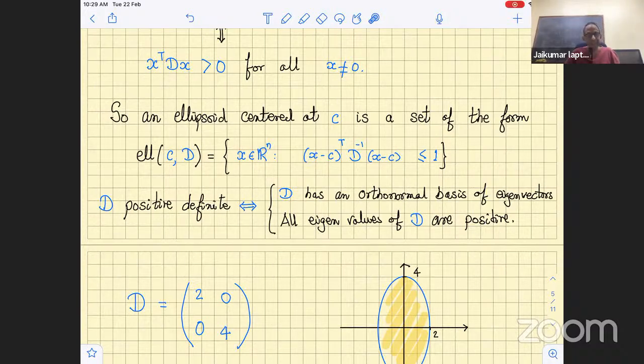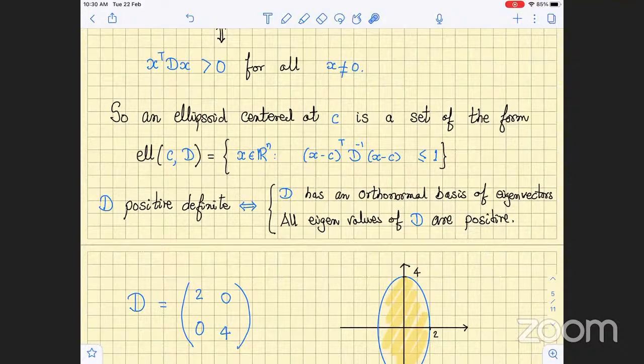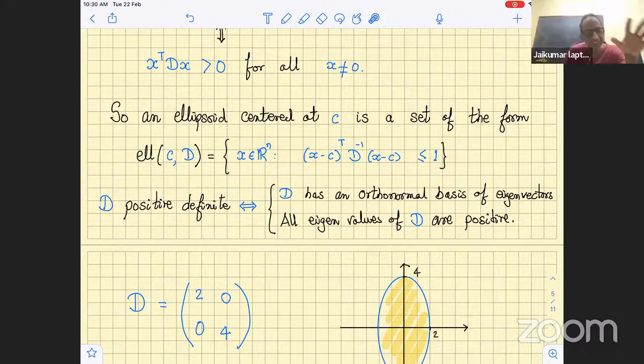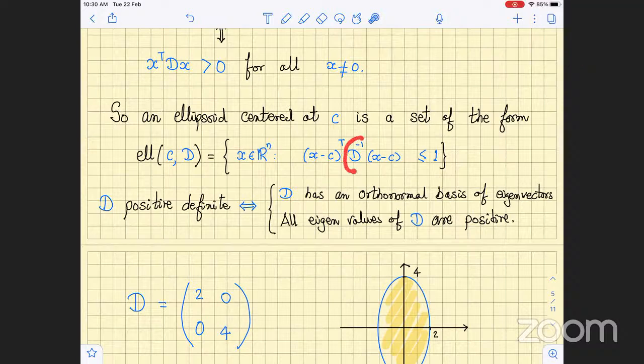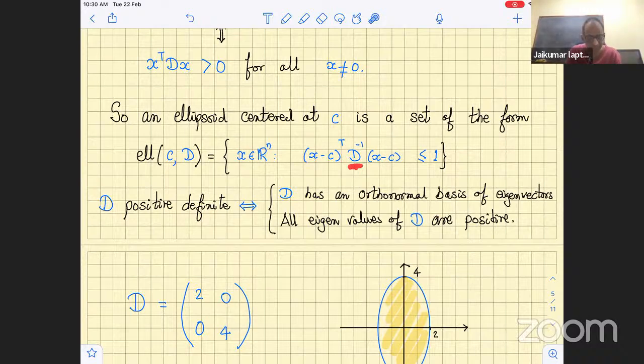Is this clear? Is the notion of an ellipsoid clear? You can think about it in two ways: either as a non-singular linear transformation of the unit ball, or you can say that there is some positive definite matrix, which we call D inverse, and then all those points X such that (X minus C) transpose D inverse (X minus C) is less than or equal to 1. This X used to be the Y when we did the discussion earlier.